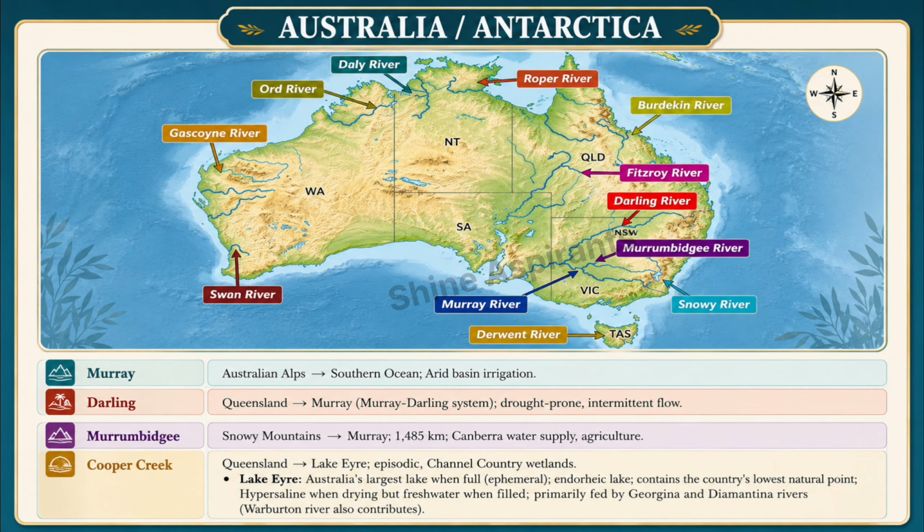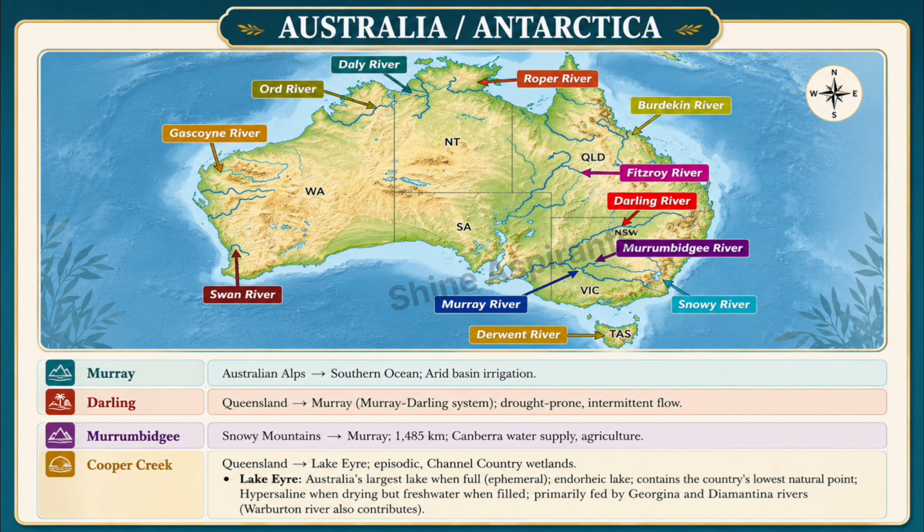Murray River. Origin, Australian Alps, Southern Ocean. Key facts. Arid basin irrigation, most important river for Australian agriculture. Darling River. Origin, Queensland, Murray-Darling system. Key facts. Drought prone and intermittent flow.